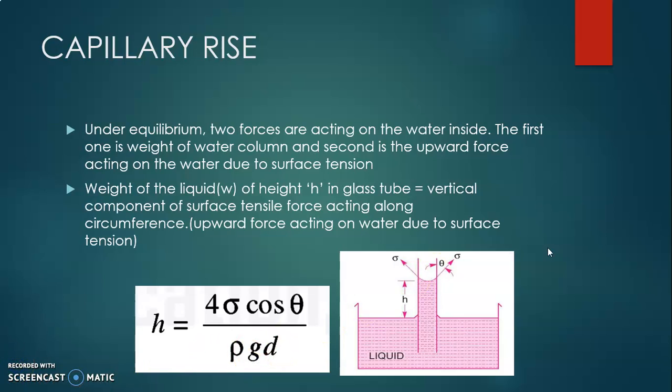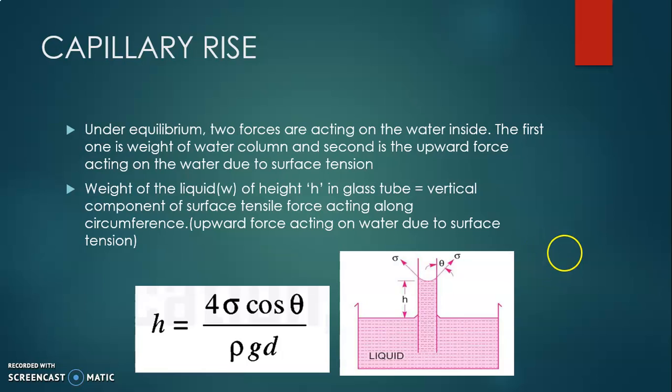So we will equate both the forces, the one acting downward and the other acting upward. We will equate both the vertical forces. So the first one is the downward force, that is the weight of liquid W of height h in the glass tube, and the second one is the vertical component of the surface tension force. We will enlarge the portion. W is the weight of water of height h in the glass tube, and to find the vertical component of the surface tension, we will resolve this force into horizontal and vertical components.